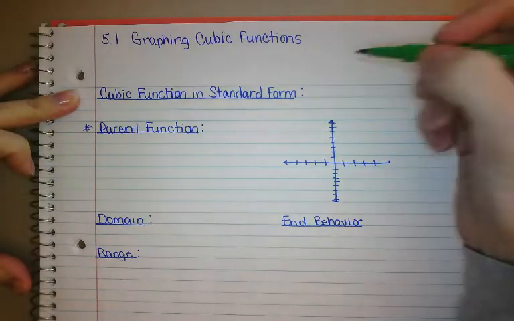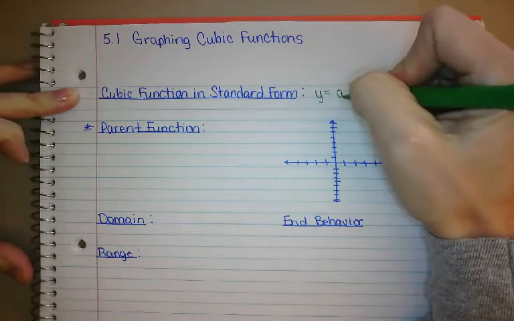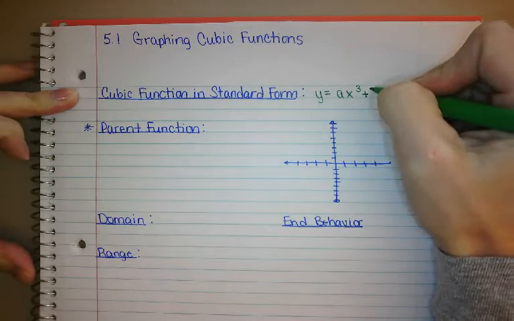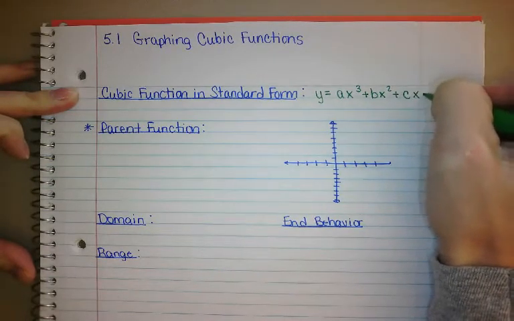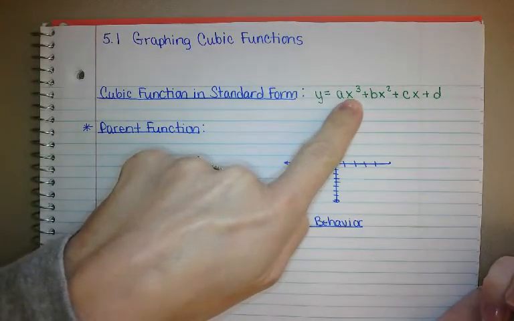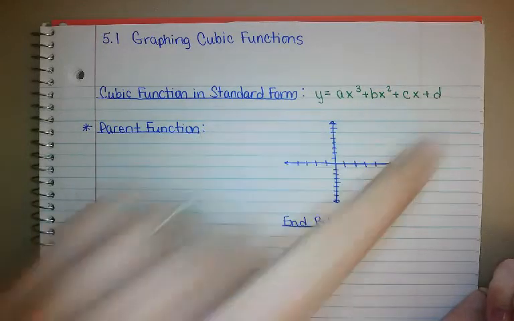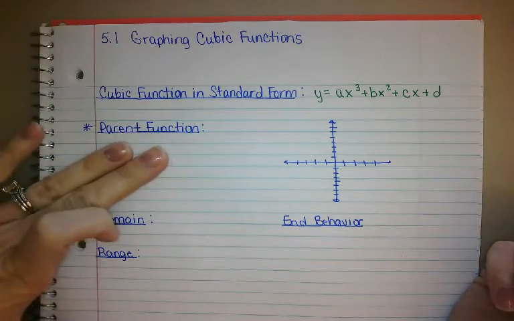Instead of having an x squared, though, it's going to have an x cubed in it. So we're going to say y equals ax cubed plus bx squared plus cx plus d. So always put your exponents starting off with the highest, the cubic, then the square, then the first degree, and then the no x.